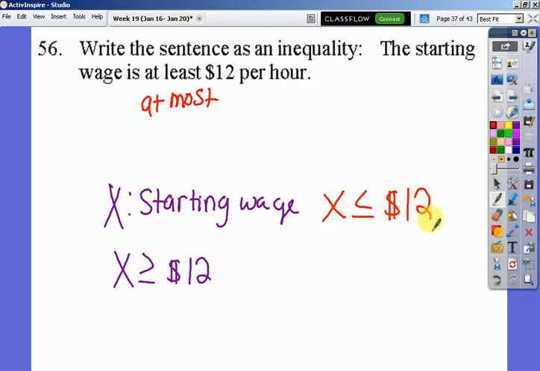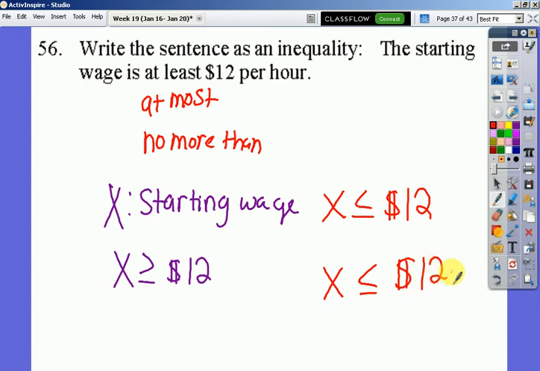What about no more than? What does that look like? Less than or equal to. So we see that at most and no more than are the same thing, right? Yeah, so those things do matter. They matter in statistics, they matter in mathematics in general. Okay, questions about that? Okay, take about 3 minutes.